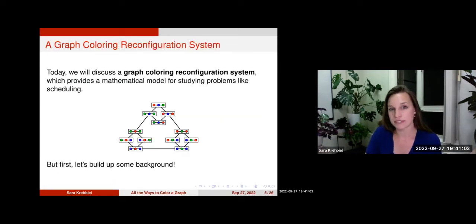Today, we're specifically going to talk about a graph coloring reconfiguration system. A bit later on, I'm going to tell you about how this serves as a mathematical model for studying some more practical problems like scheduling if you have a bunch of constraints. But before we can start talking about those applications, we have to understand the thing we're studying. And so that's going to involve building up some background.